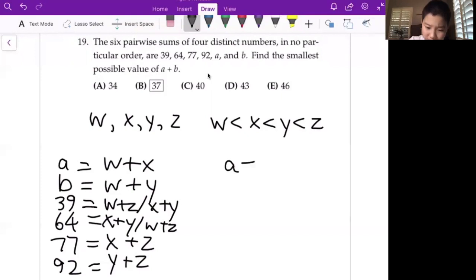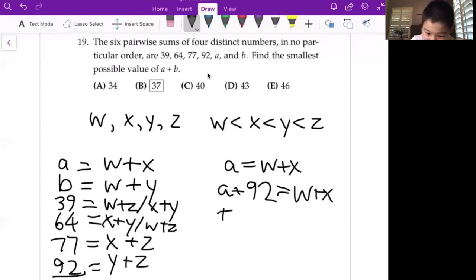So A is equal to W plus X. But how do we get W plus X? Well, let's add a Y plus Z on there. So A plus 92, this 92, equals W plus X plus Y plus Z. Why do we do that? Well, you'll see later.